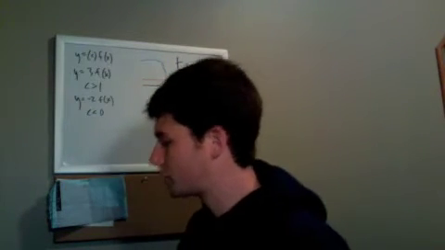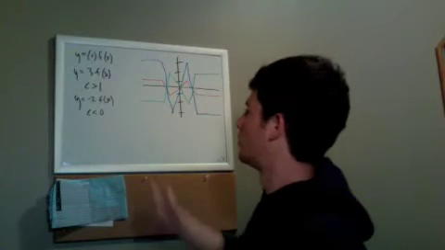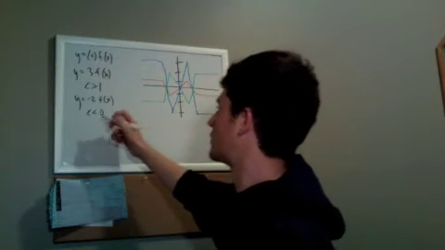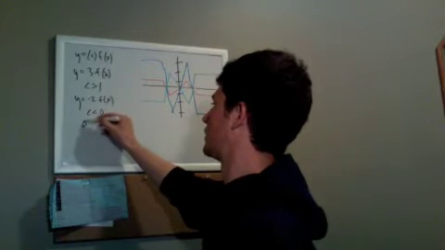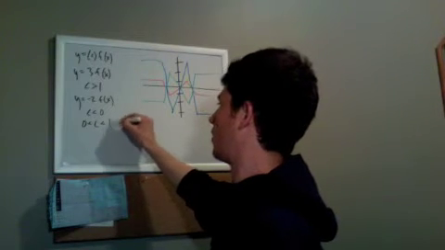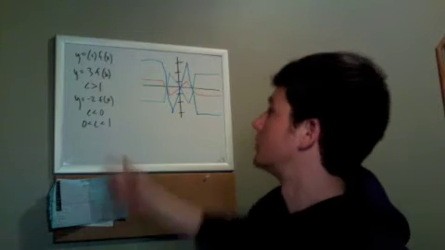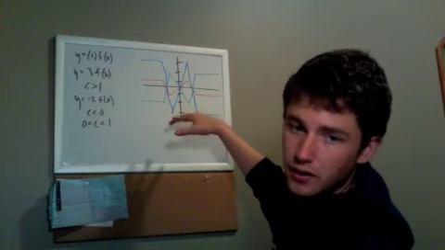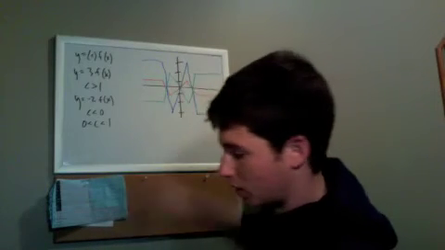And the only other case, which I'm not going to show graphically, but I'll show the rule for c, is if c is in between 0 and 1. The graph will shrink vertically, as opposed to when it's greater than 1, it doesn't shrink, it expands vertically.